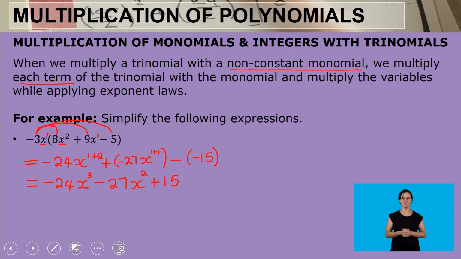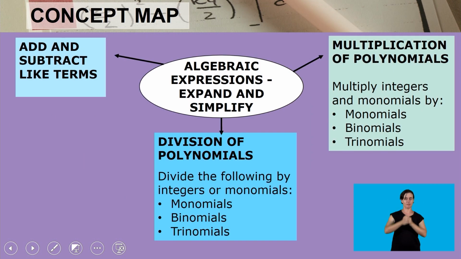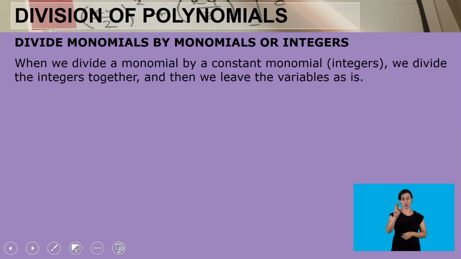Let's move on to the last concept. Just as a reminder, we remember that if the powers have the same base, we of course add the exponents. Let's go on to the last concept in our concept map, and that is the division of polynomials. Now, firstly, we are going to divide monomials by a constant monomial.